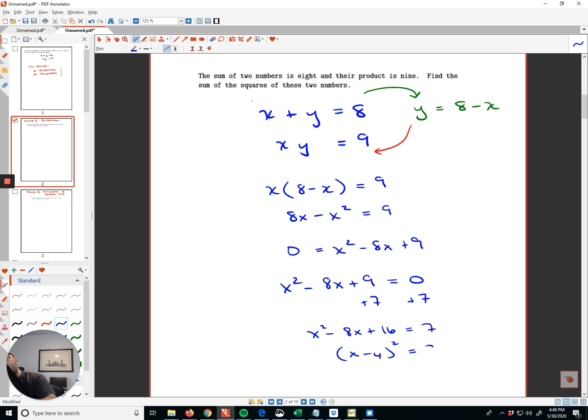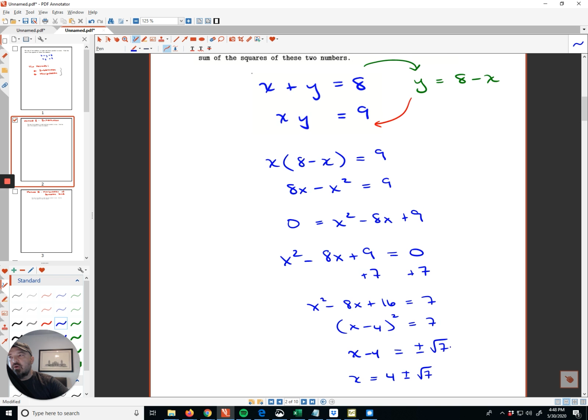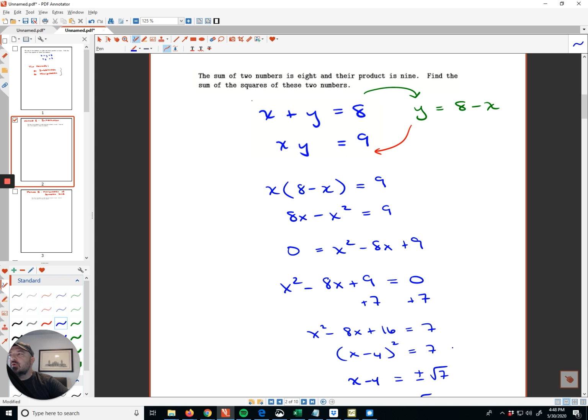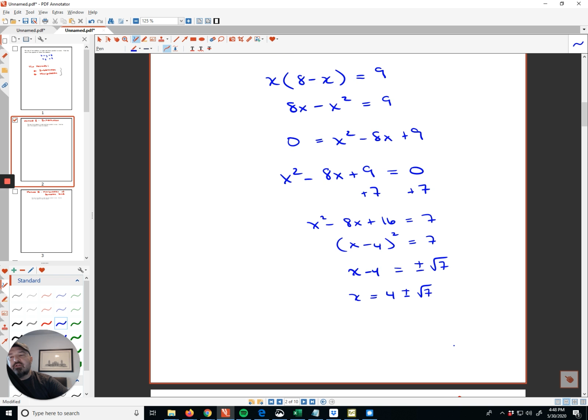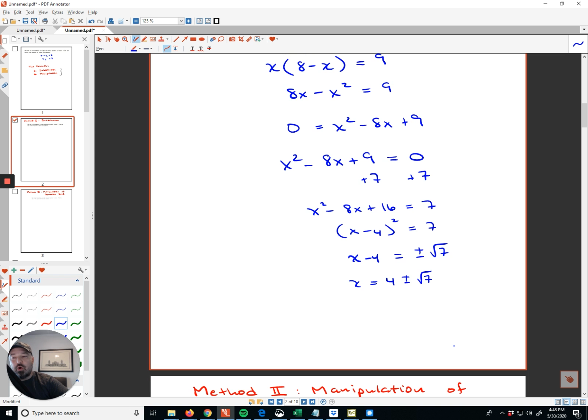I also like to remind myself that the quadratic formula comes from completing the square. So x minus 4 is plus or minus the square root of 7. So x is 4 plus or minus the square root of 7. Okay, and so what is it that we wanted to do? We wanted to find the sum of the squares of these two numbers. And by the way, we can check. It's good to plug things back in and check your work.